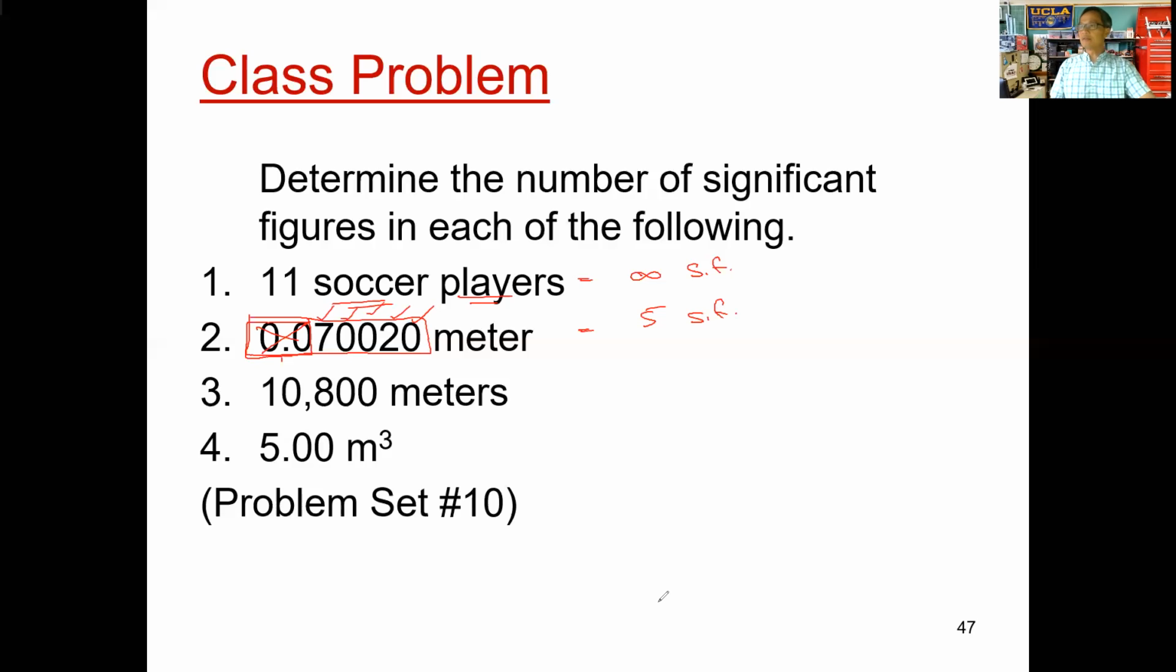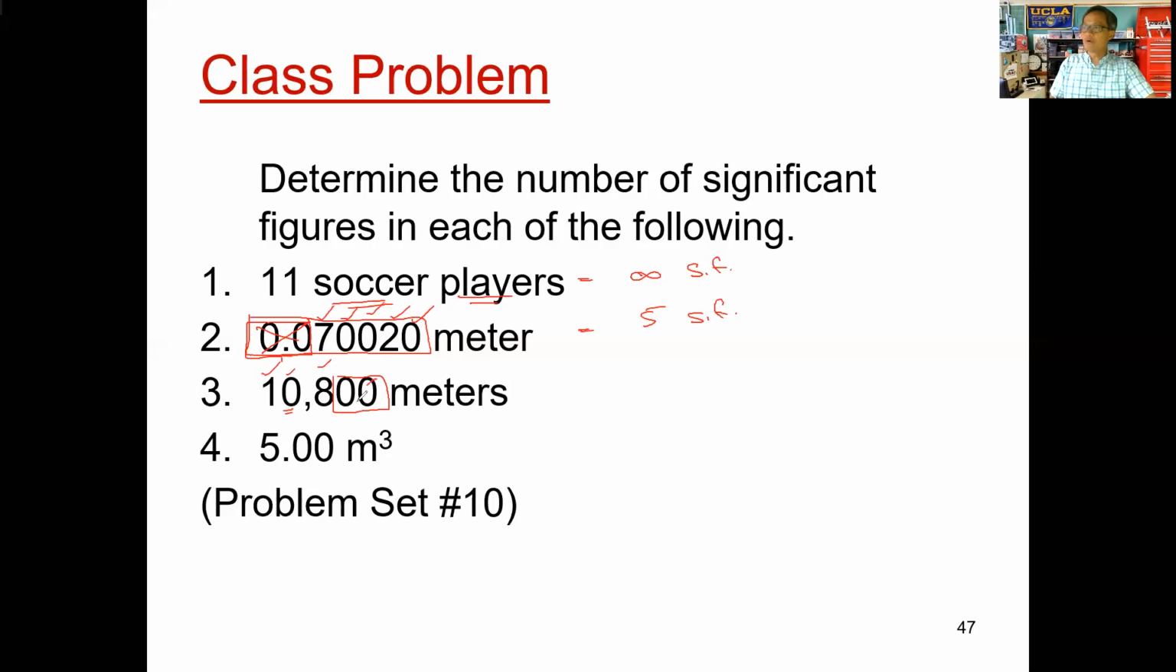All right, let's take a look at the third number, 10,800. The 1 and the 8 obviously count. The 0 here is sandwiched in between two non-zero digits, the 1 and the 8, so it counts. And what about these two zeros? They are furthest to the right, but is there a decimal point clearly indicated in this number? And the answer is no.